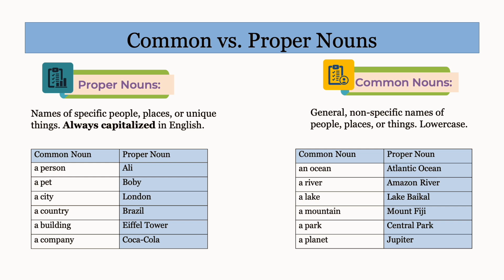On the other hand, however, common nouns are generally lowercase terms like book, table, a river, a lake, a mountain, a planet. These are common nouns and do not require capitalization.